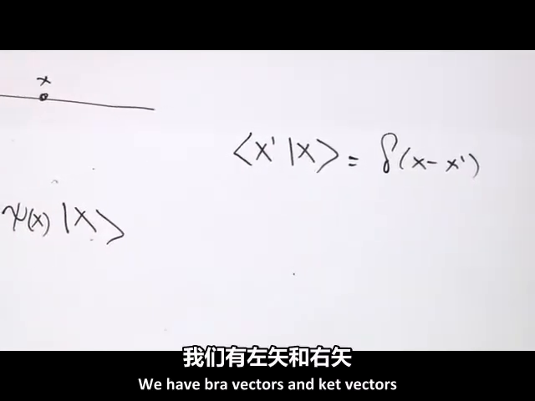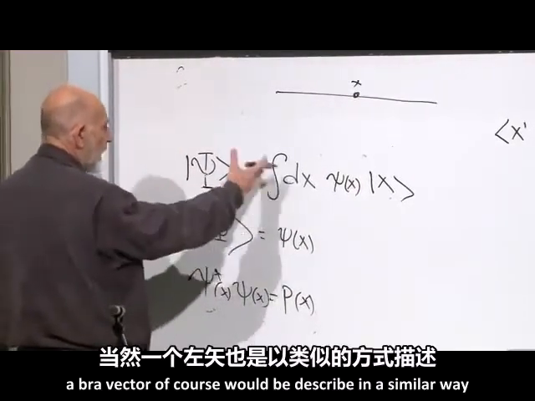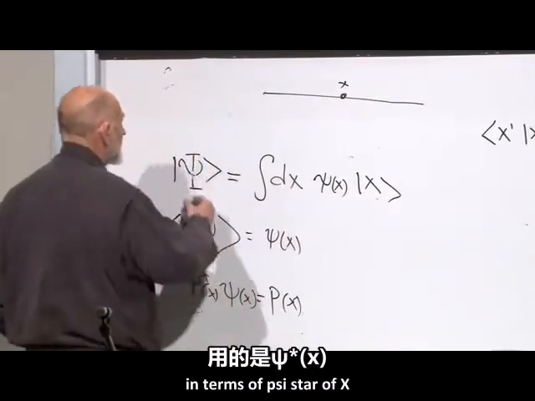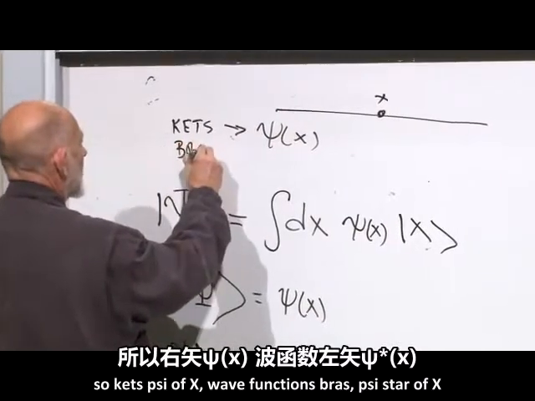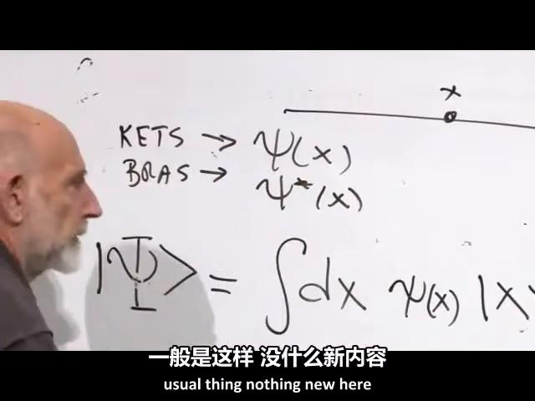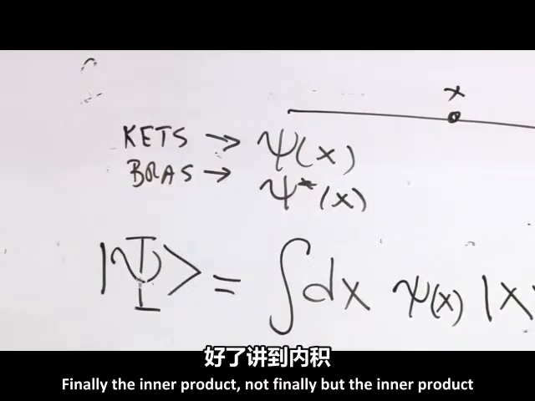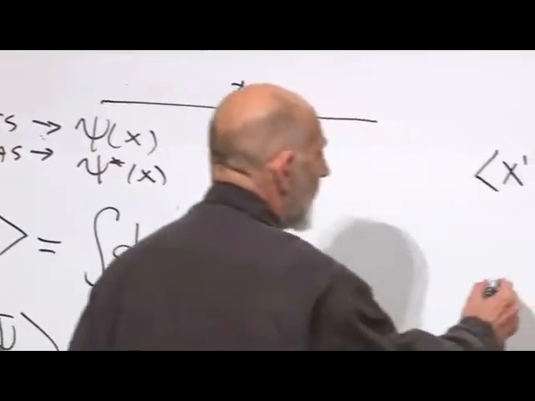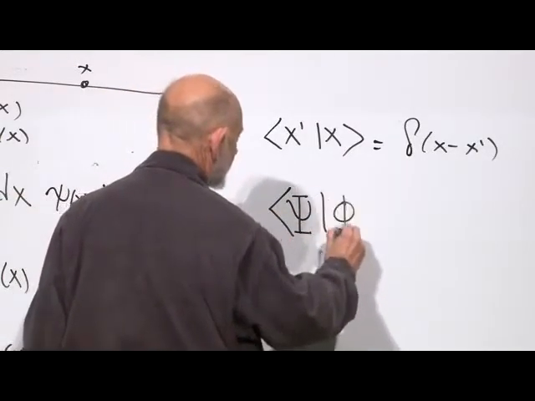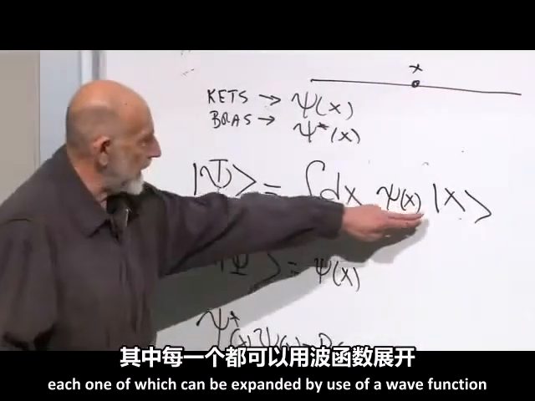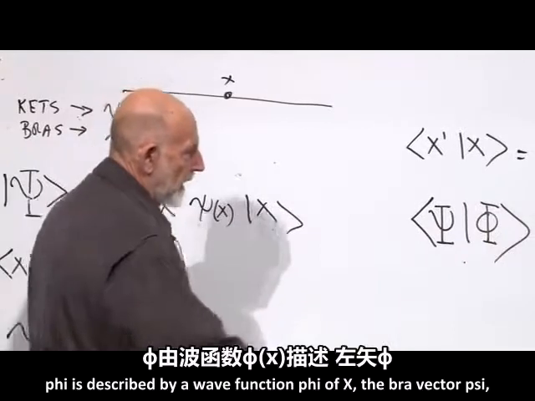It's the continuum analog of the Kronecker delta. We have bra vectors and ket vectors. If a ket vector is described by a psi of x, a bra vector, of course, would be described in a similar way in terms of psi star of x. So, kets, psi of x, wave functions, bras, psi star of x. Usual thing, nothing new here. Finally, the inner product, not between x and x prime, but between two arbitrary states, let's call them psi and phi, each one of which can be expanded by use of a wave function. Phi is described by a wave function phi of x.